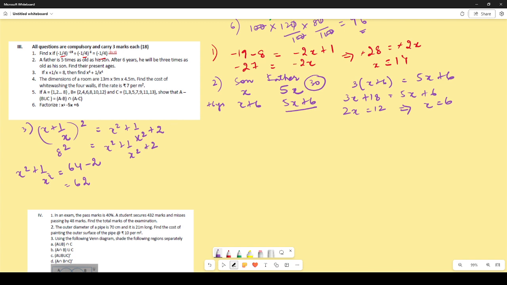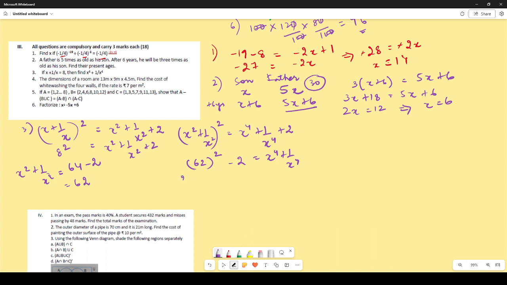Now we have x square plus 1 by x square equals 62. So the next part will be (x square plus 1 by x square) whole square is equal to x to the power 4 plus 1 by x to the power 4 plus 2. Many of you have written 4 over here. Why 4? We are just squaring it, right? So this is 62 square minus 2, which will give you x to the power 4 plus 1 by x to the power 4. It is as simple as that.